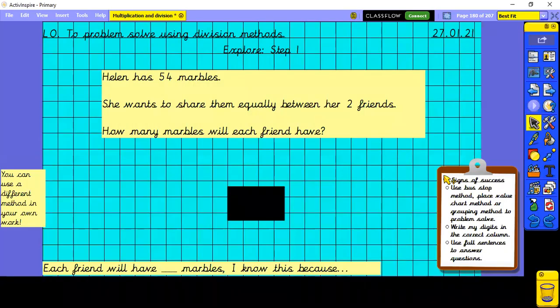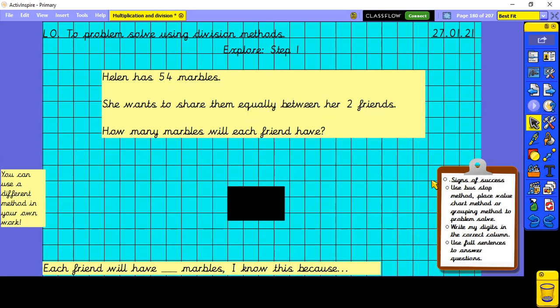Okay, so on the screen now, I have another step 1 problem for you to solve. I'm going to read it out to you and I want you to pause the video and have a go in your maths book. Remember, before you write the answer, double check you've got the date and the LO in your maths book too. So the date is 27th of the 1st, 21, and the learning outcome is to problem solve using division methods. Okay, so pause the video if you haven't done that already.